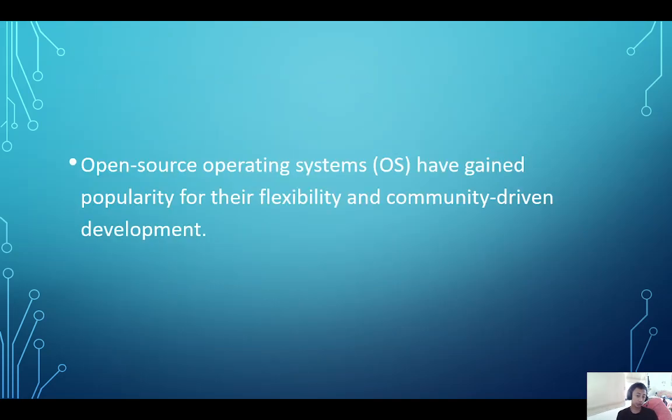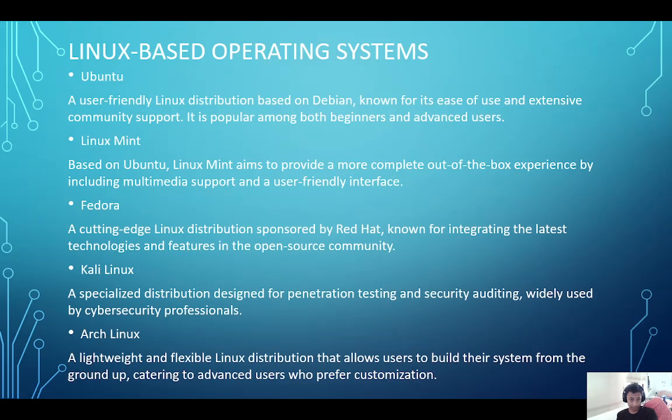And open source operating systems have gained popularity for their flexibility and community-driven development. So, they are popular. The Linux-based operating systems, the first is Ubuntu, a user-friendly Linux distribution based on Debian, known for its ease of use and extensive community support. It is popular among both beginners and advanced users.